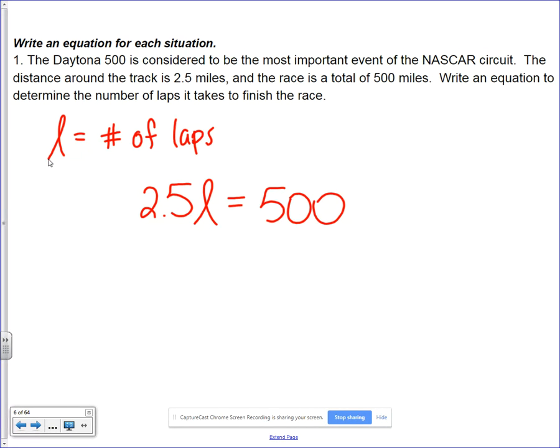Do I ask you to solve it? No, do not solve it. We'll do that later. Today is not about solving them. It's about writing them. Fair enough? Fair enough? Okay, read the next one.